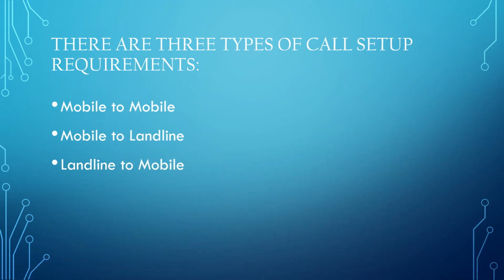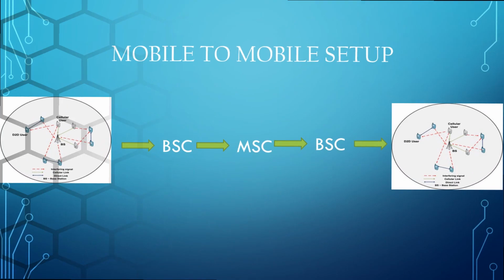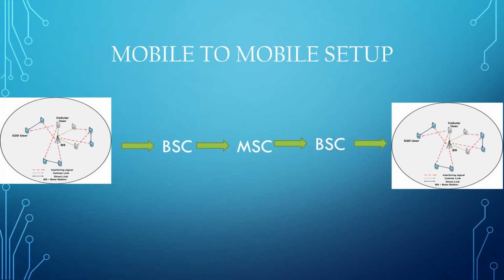There are three types of call setup requirements: mobile to mobile, mobile to landline, landline to mobile. From mobile phone to a mobile phone. Each mobile has a mobile identification number MIN. When a mobile user wants to make a call, he sends a call request to the reverse control channel. The mobile phone also sends the MIN, electronic serial number ESN, and the dialed telephone number.